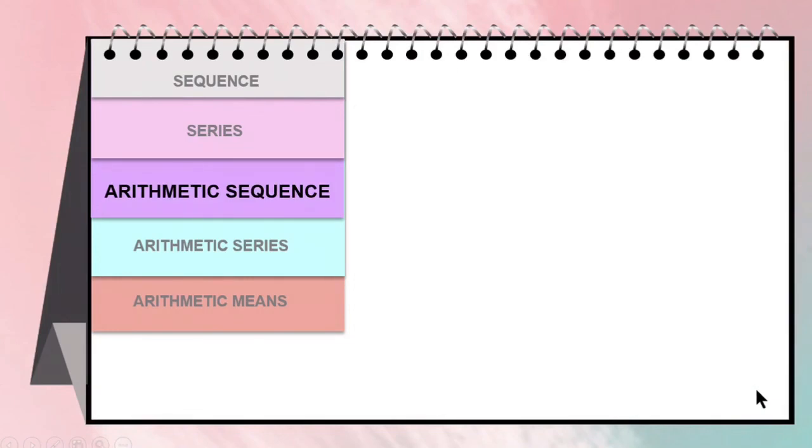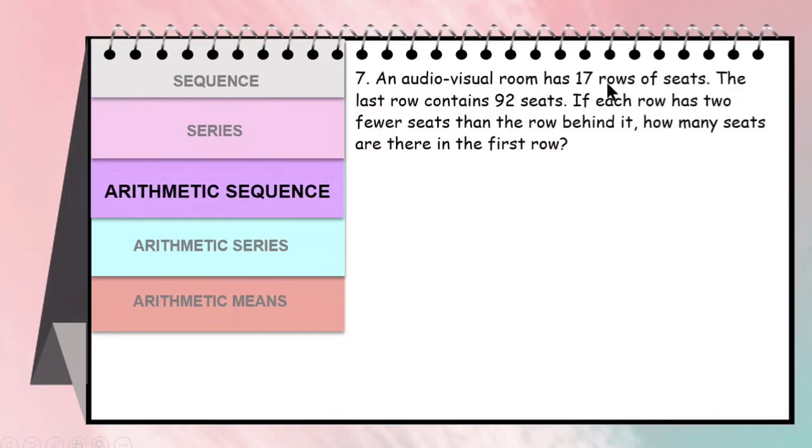Number 7. An audiovisual room has 17 rows of seats. The last row contains 92 seats. If each row has 2 fewer seats than the row behind it, how many seats are there in the first row? Again, this is an arithmetic problem since it is stated in the problem that each row has 2 fewer seats than the row behind it. The common difference is 2.